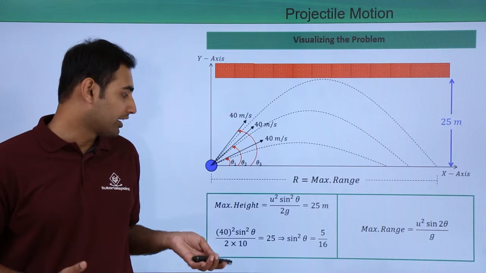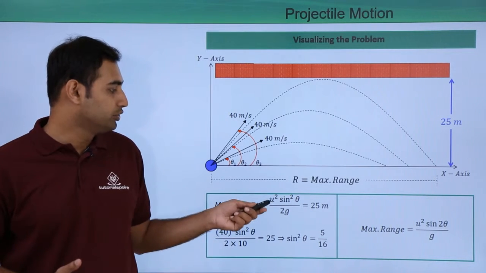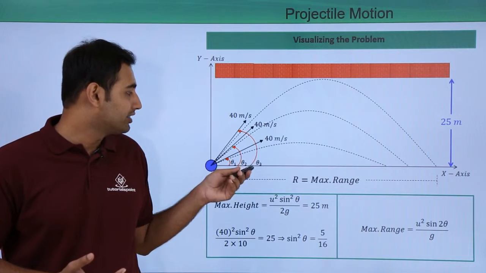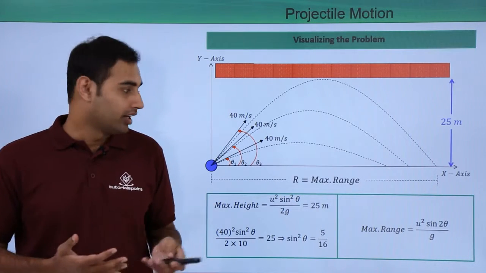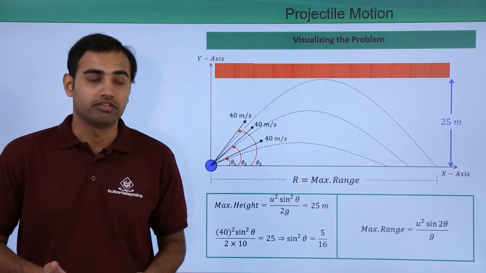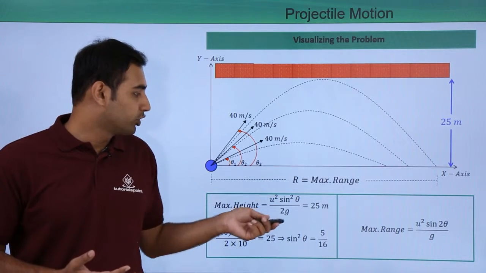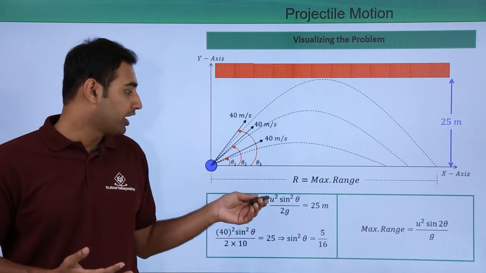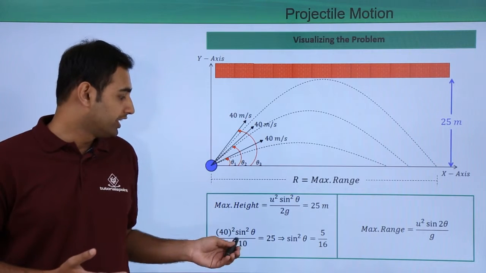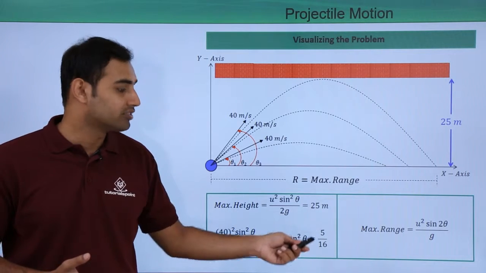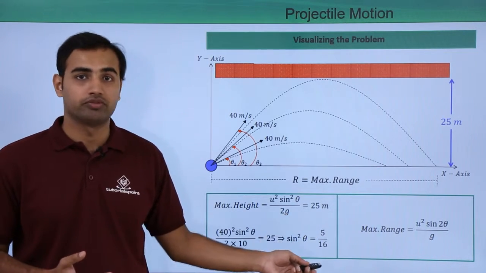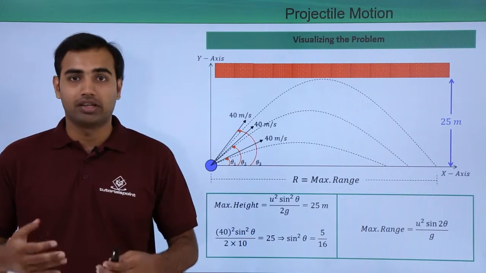So doing that, I can say that max height is simply u square sine square theta by 2g. And here this angle theta is the angle θ3 that we were talking about. I have simply taken it as theta because θ1 and θ2 are of no interest to us anyway. So this value simply comes out to be 25 meters. If I put the value of u as 40 and the value of g as 10 meters per second square, the expression for sine square theta I obtain is 5 by 16. Now from here sine theta is clearly square root of 5 upon 4 and the angle theta value can be calculated.